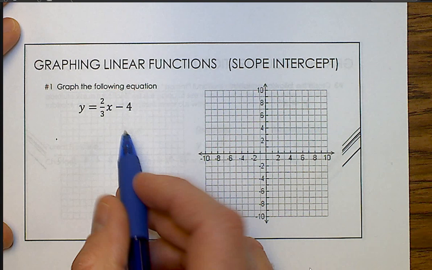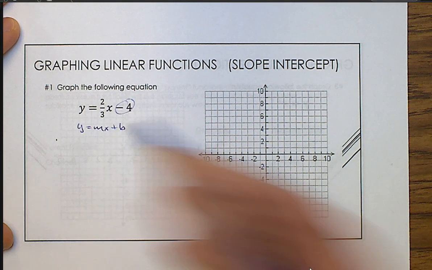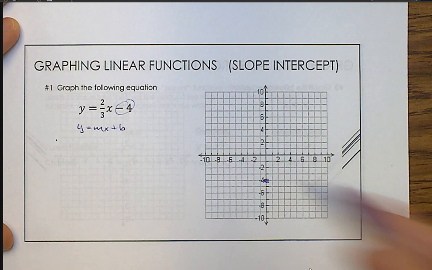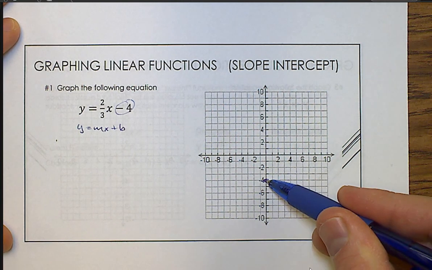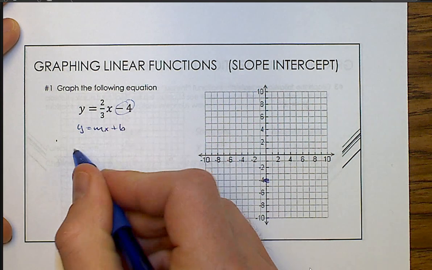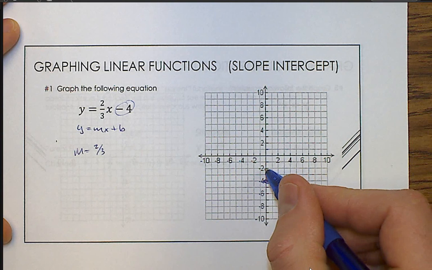Here's our y-intercept, right? This is y equals mx plus b. So -4 would be our y-intercept. That's where we would start. We would leave our pen or pencil on that y-intercept and apply our slope. Our slope would be 2/3. So we're going to go up 2, 1, 2, and to the right 3, 1, 2, 3.